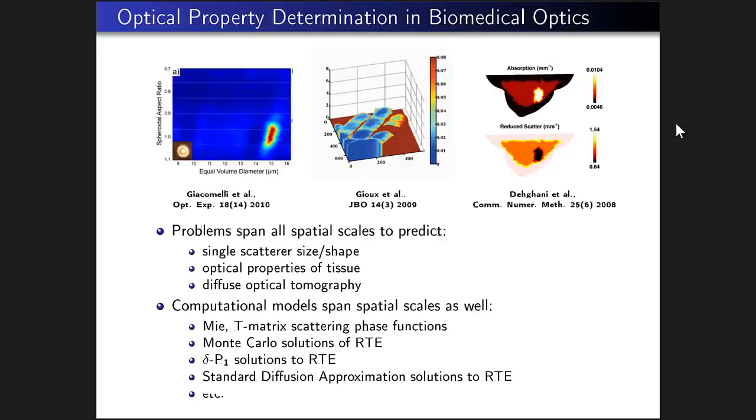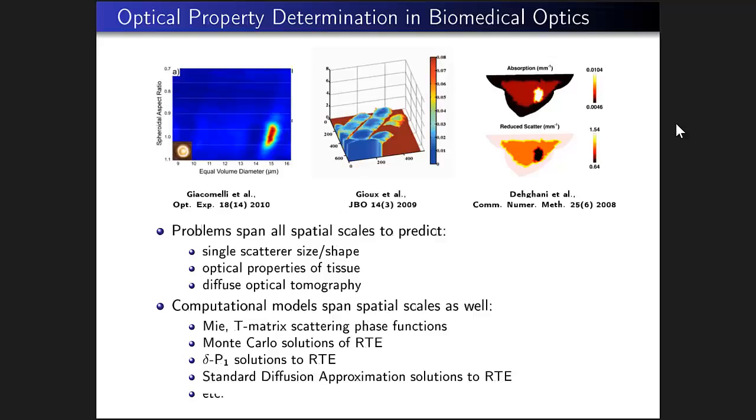Giacomelli and his group are looking at determining the size and shape of single scatterers, so we're down at that level. Sylvain Joux and his group are looking at thicker tissues, finger, and determining the optical properties of those. And then even thicker tissues like breasts are analyzed, and optical tomography is used to determine the distribution of the absorption and scattering. So these problems span all spatial scales, and they're looking at 4 different constituents of the tissue.